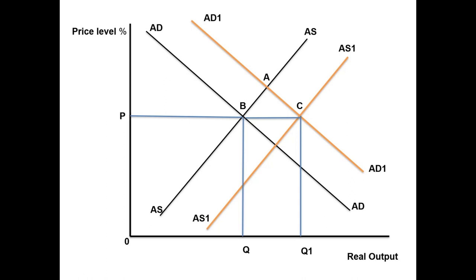However, when supply keeps up with demand, so AD shifts outwards from AD to AD1, and at the same time, the aggregate supply also increases from AS to AS1, we have a new market equilibrium, which is at point C. Quantity increases from Q to Q1, and the price remains the same.